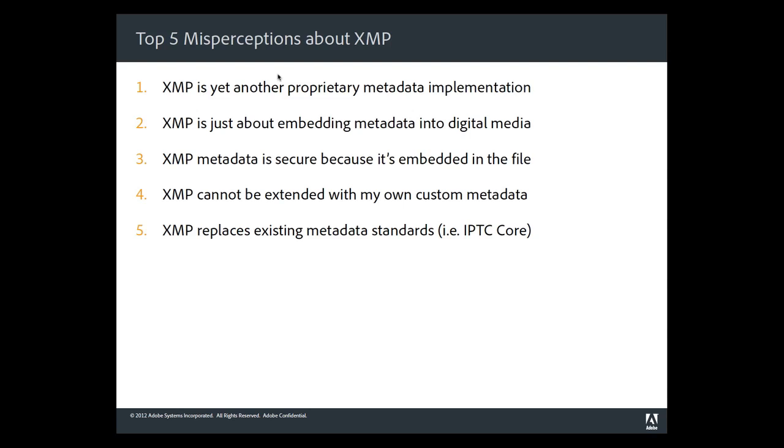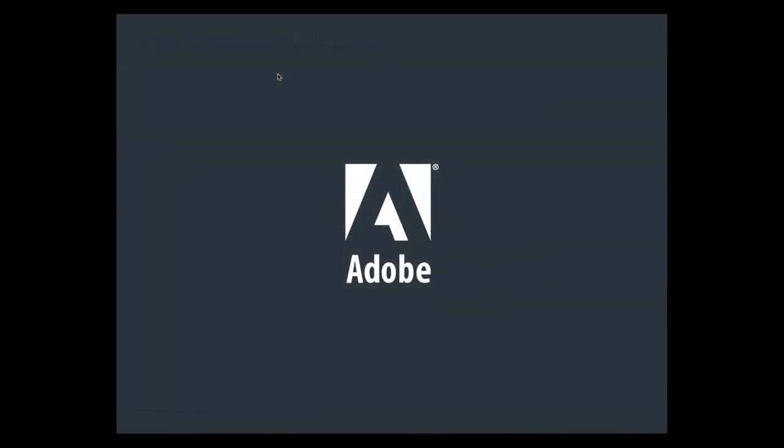The fourth: XMP cannot be extended with my own custom metadata. I'm still hearing that, and XMP has been designed as an extensible platform. So yes, you can do that for sure in the data model, but also from an SDK perspective. And the last item here: XMP replaces existing metadata standards, and still IPTC is often mentioned. So when will XMP take over? That's not the point. It's an underlying platform, and other standards build on top of that. So if you have own schemas, you are basically leveraging the underlying platform with that. And that's it.